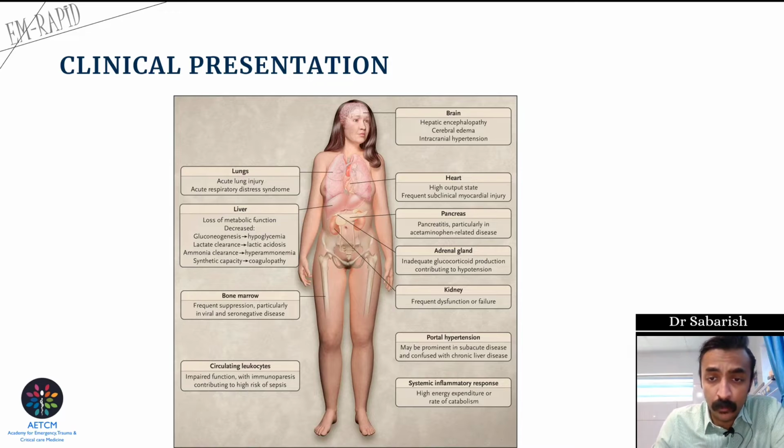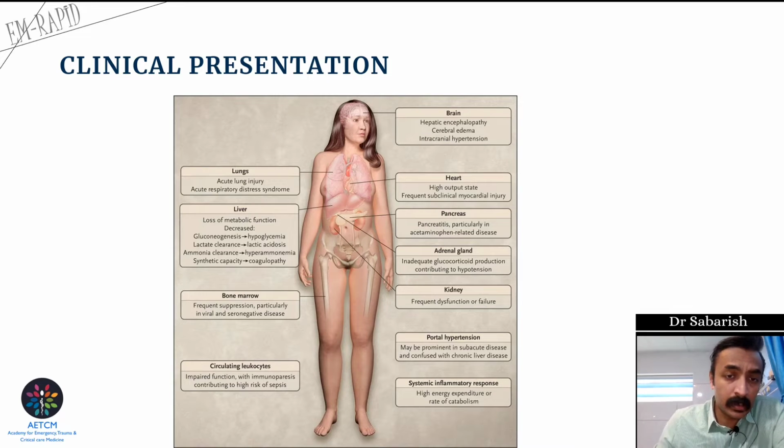From a cardiac point of view, it usually leads to a high output state, and frequent subclinical myocardial injury can happen. From the lungs, patients can present with ALF, and the presenting complaint itself could be an ARDS or an acute lung injury. From the liver, as you know, the main organ affected here, we can broadly classify the symptoms or the presentation based upon the underlying pathophysiology.